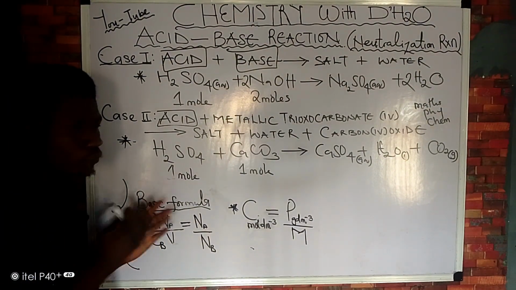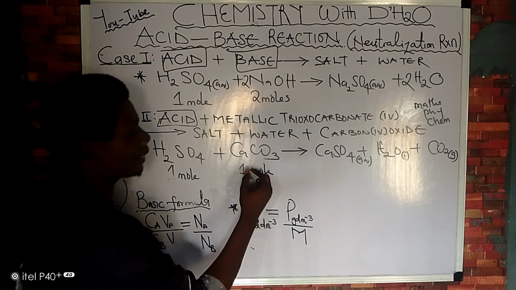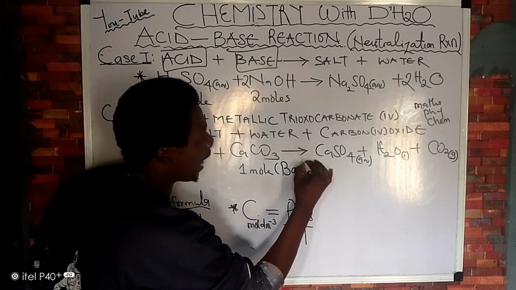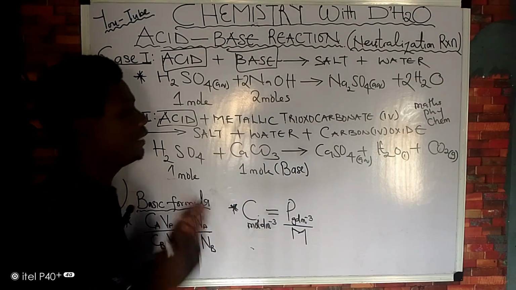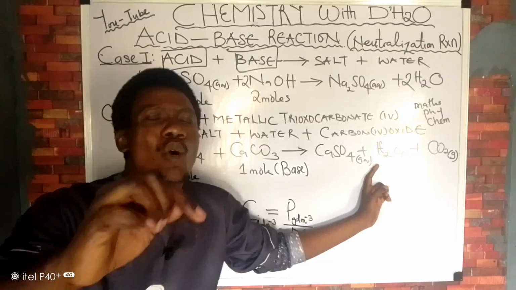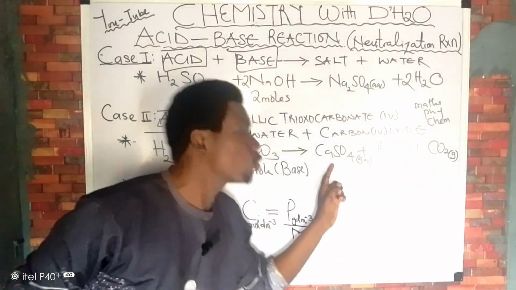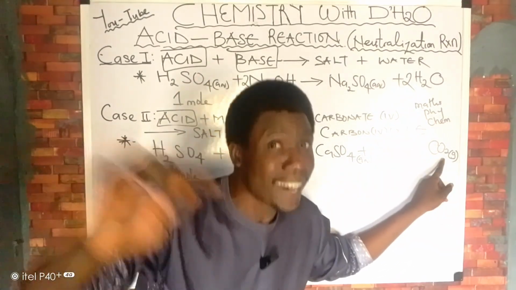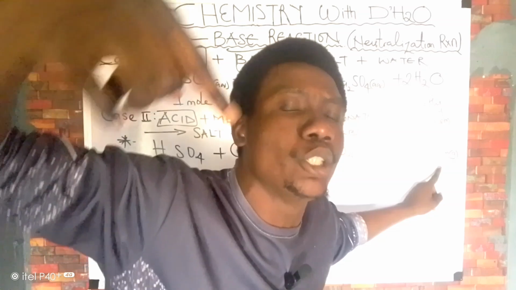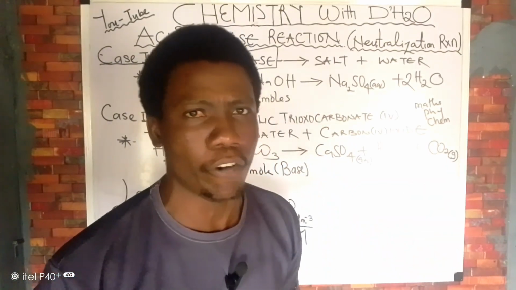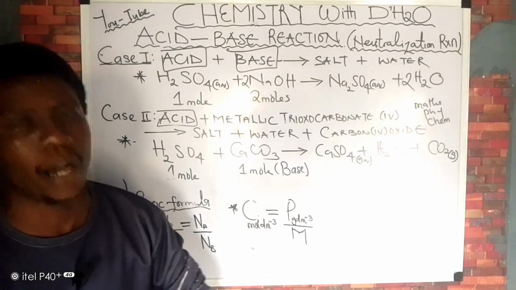So let's take a case of this metallic trioxocarbonate(IV). If we have tetraoxosulfate(VI) acid with calcium trioxocarbonate(IV), this one is functioning as the base in the reaction. So if we have a base plus an acid, it gives salt and water, but whenever you have metallic trioxocarbonate(IV), such as the one you are seeing here, it will give you salt, water plus carbon dioxide. So there are cases in acid-base reaction where you will be told to calculate the volume of the gas involved at STP. That must be in the case of your metallic trioxocarbonate(IV).